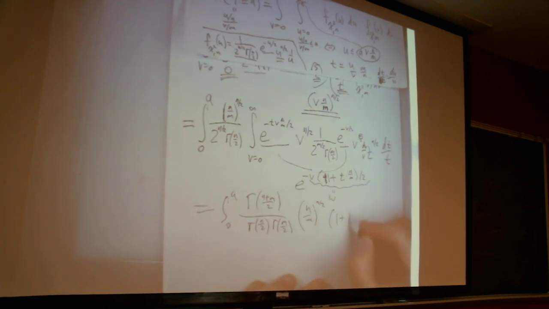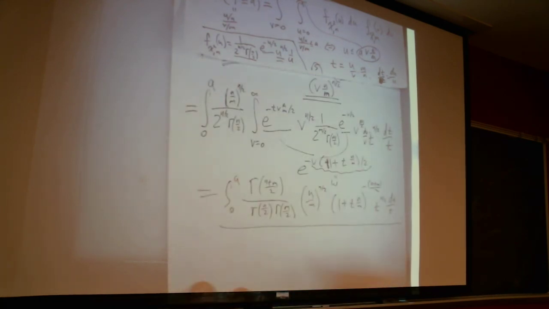And finally, this last thing, 1 plus, what variable am I using? T. 1 plus t times n over m. That's what's in here, raised to the negative n plus m over 2 power with a t to the n over 2 dt over t. All right, that's the computation. So the inside is your PDF. This is f sub f of t.